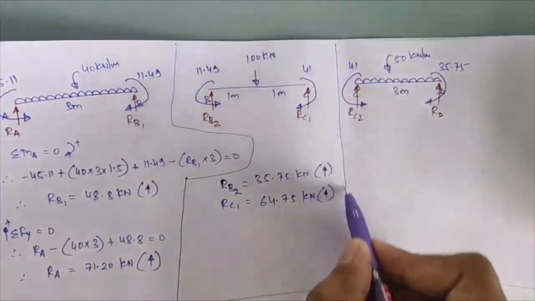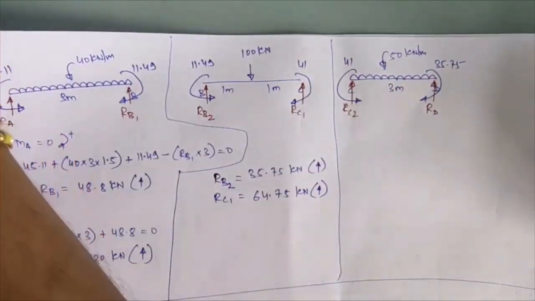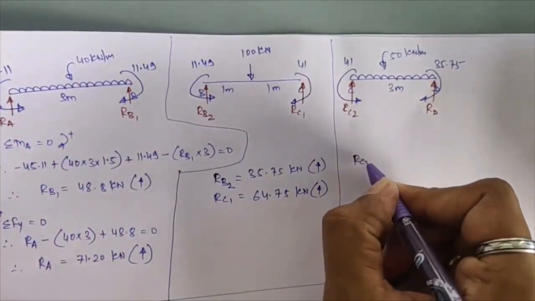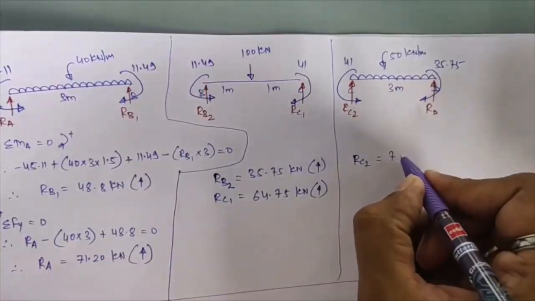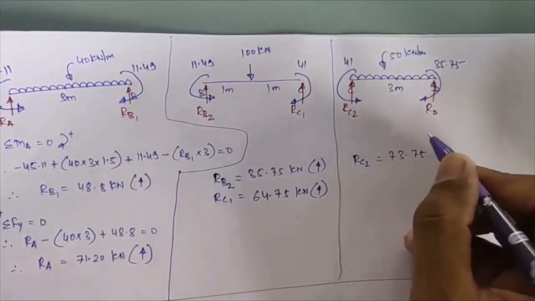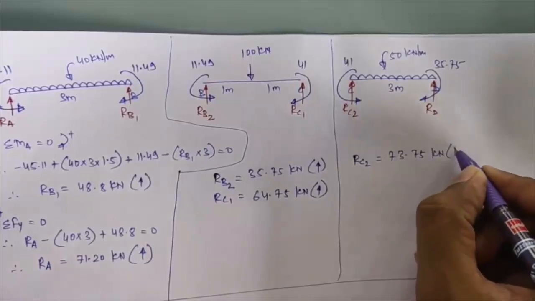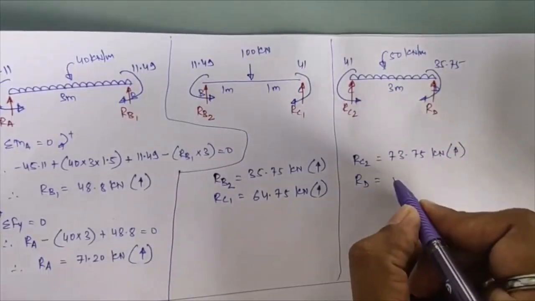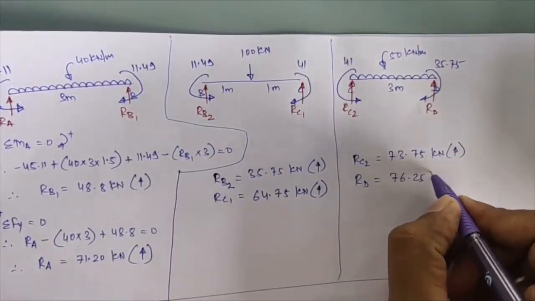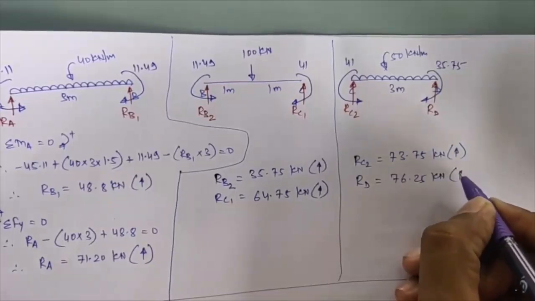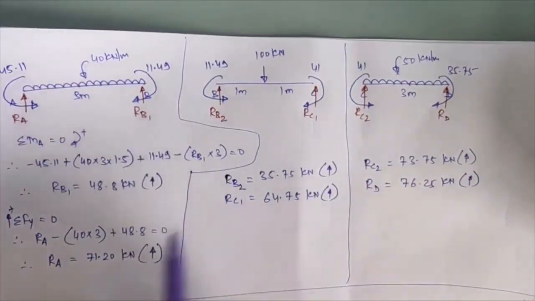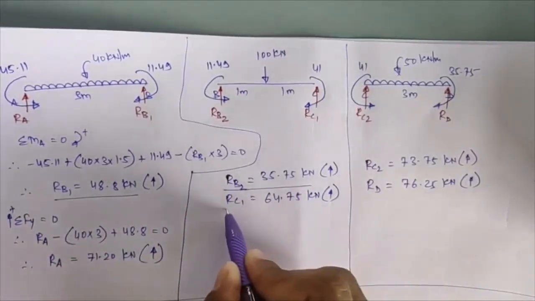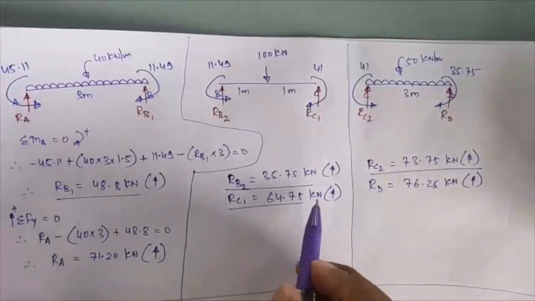Same way in this next span, that is in span CD, you will get RC2 value as 73.75 kilonewton upward, and RD you will get directly equal to 76.25 kilonewton upward. So here RB1 and RB2 we have calculated, and RC1 and RC2 we have calculated, all are acting in upward direction.